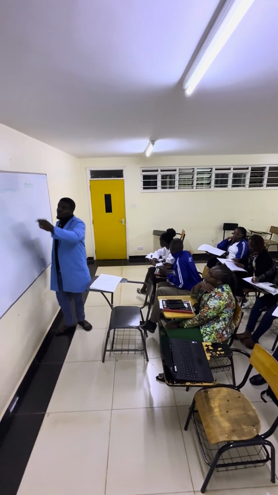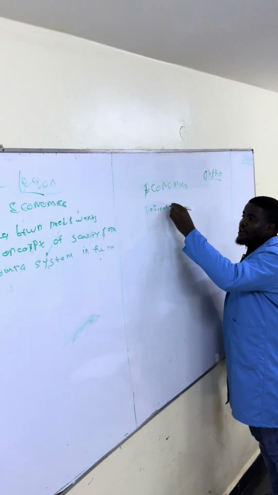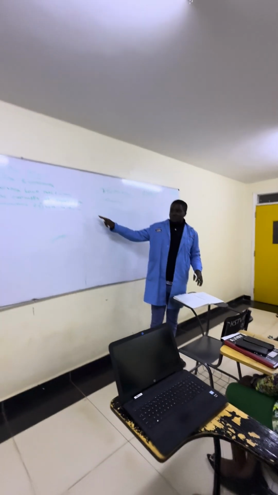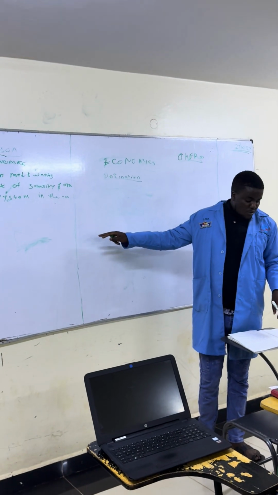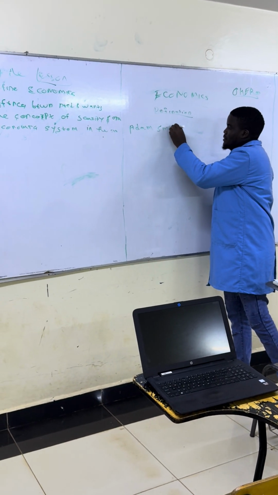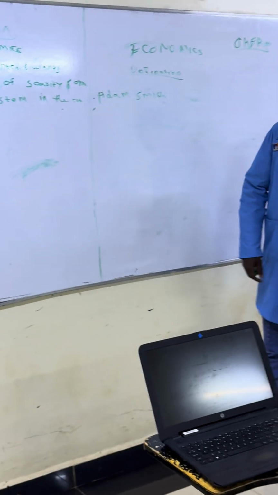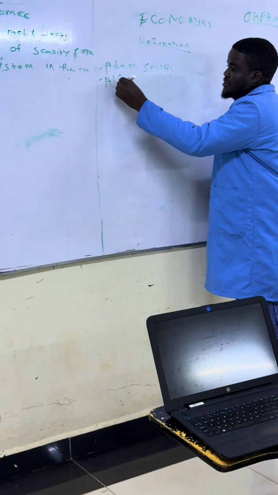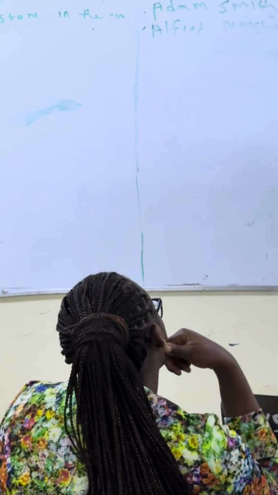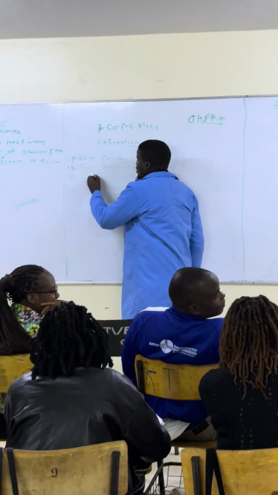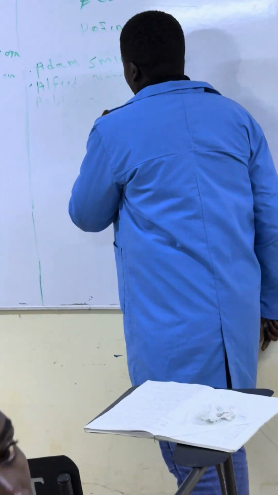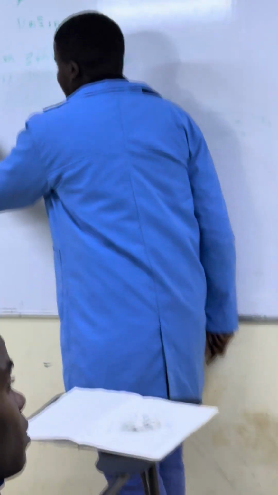There are so many definitions when we come to economics. Back in the 90s, there were people who defined economics as a unit. Some were Adam Smith. Another one was Alfred Marshall. Then we have Robbins. And Samuelson.